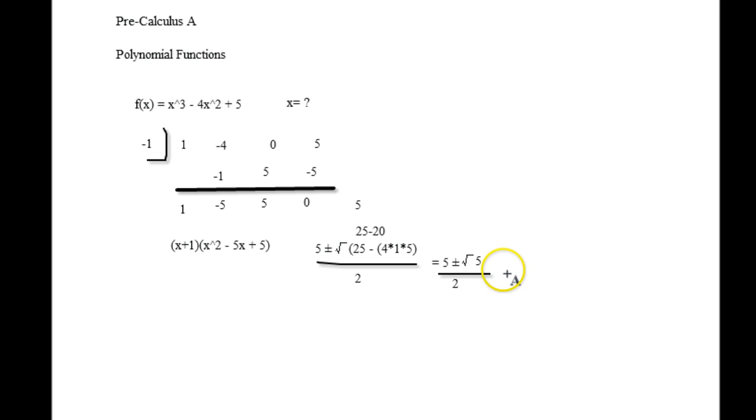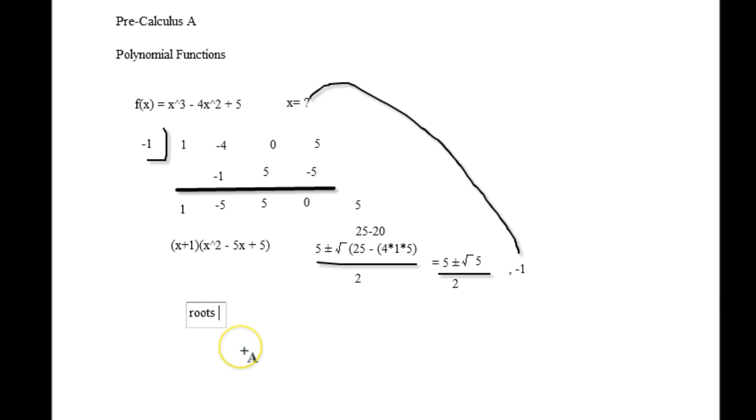Okay, so in actuality, my answers for this are going to be actually 5 plus or minus root 5 over 2, comma -1, sorry. Those are my two x values that are solution for this. So I actually have it all set up. There we go.